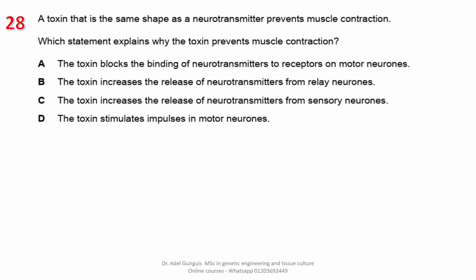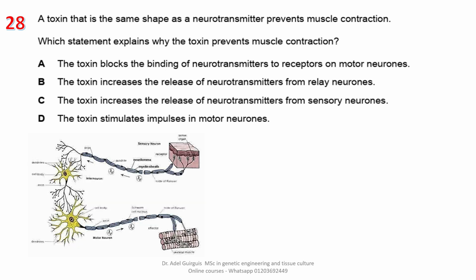Number 28. A toxin that is the same shape as a neurotransmitter prevents muscle contraction. Which statements explain why the toxin prevents muscle contraction? Letter A. The toxin blocks the binding of neurotransmitters to receptors on motor neurons. Letter B. The toxin increases the release of neurotransmitters from relay neurons. Letter C. The toxin increases the release of neurotransmitters from sensory neurons. Letter D. The toxin stimulates impulses in motor neurons. Let's revise types of neurons.